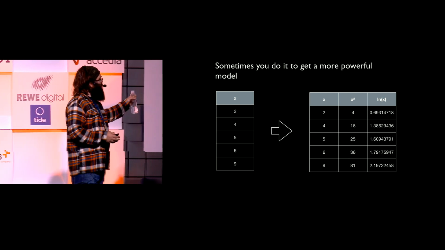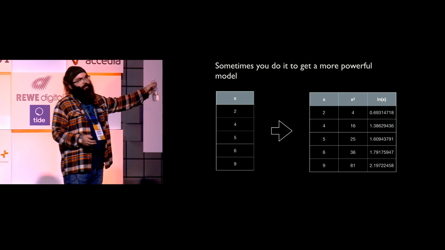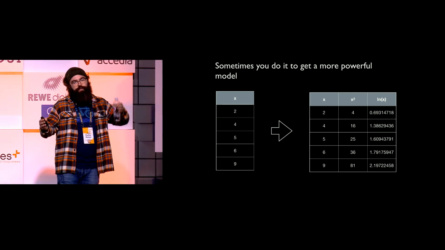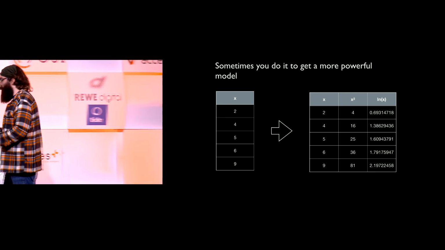By the way, that's the approach you can take to use linear regression to discover a function that looks for something more complicated.